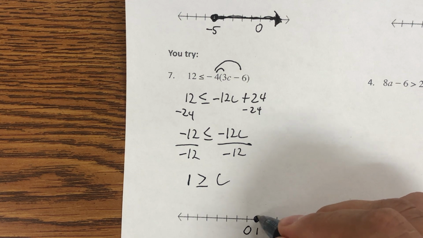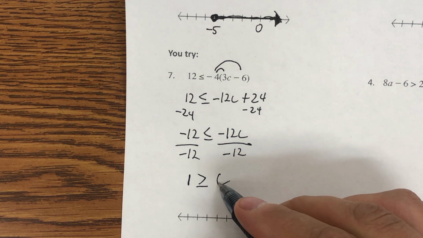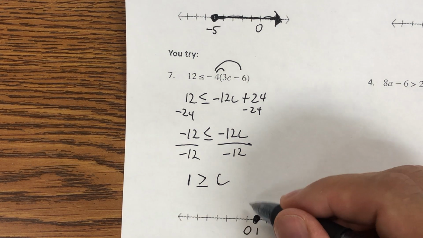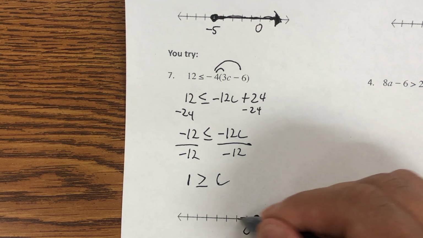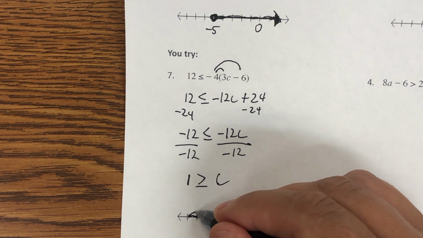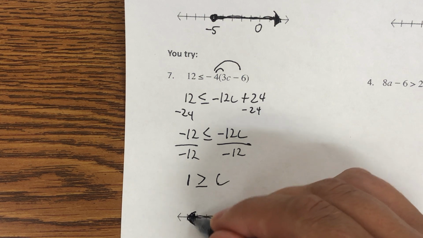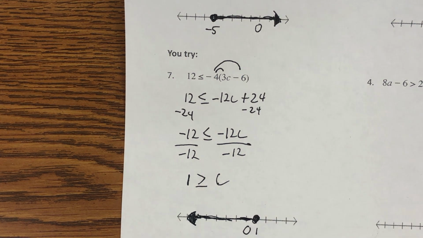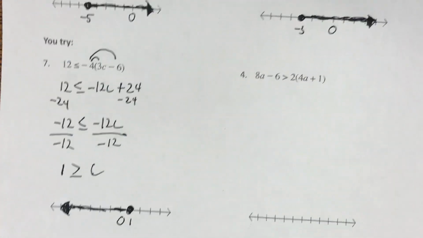It is a closed circle. And it says c is smaller. C is less than. So I shade to the left with a less than. Left to the left. Shade it in. Got it. Okay.